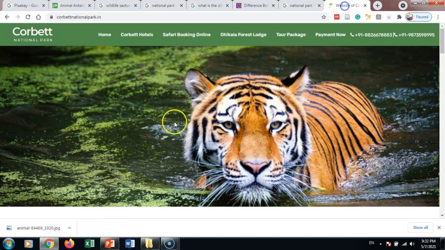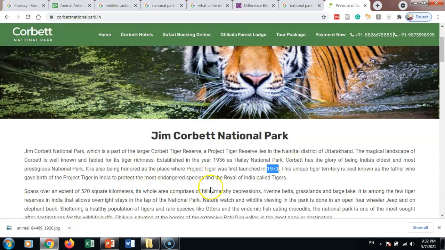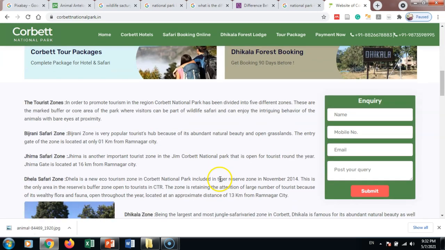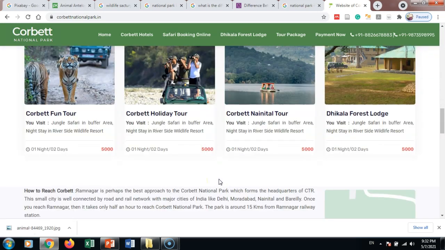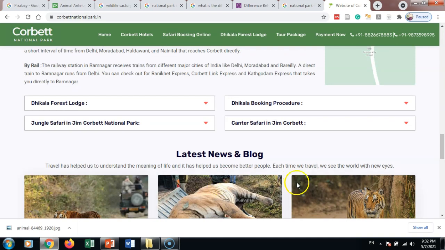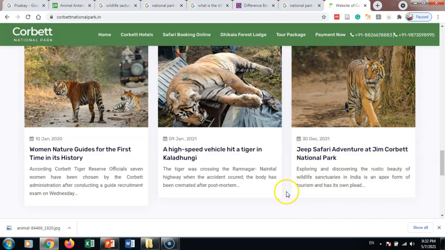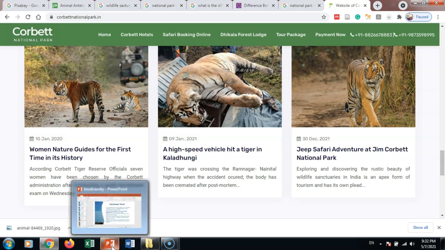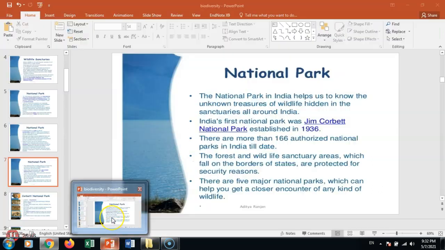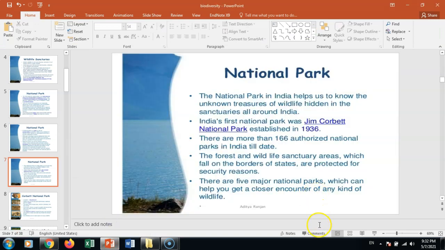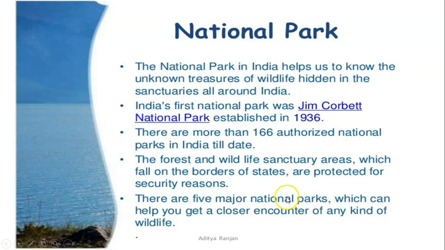It is for Project Tiger. The first Project Tiger was launched in Jim Corbett National Park, and its old name was Halley National Park. I think this information is enough for you. If you want to know furthermore, then you can go to the website and try to know some more things about this. Okay, let's go towards our presentation.